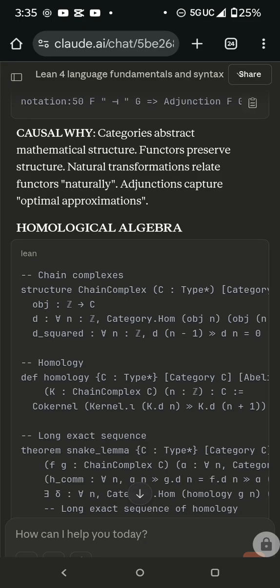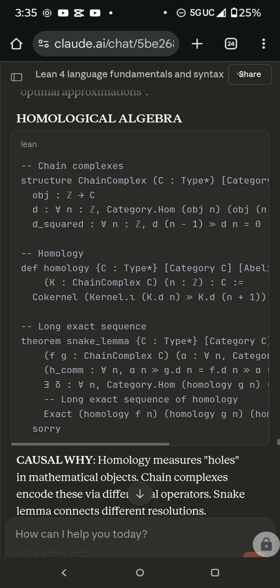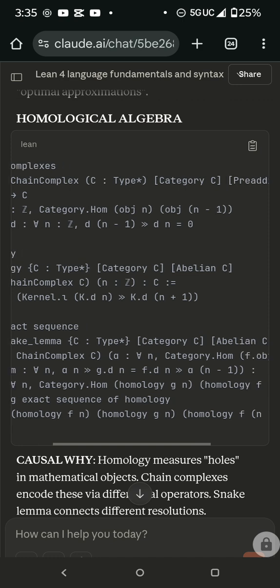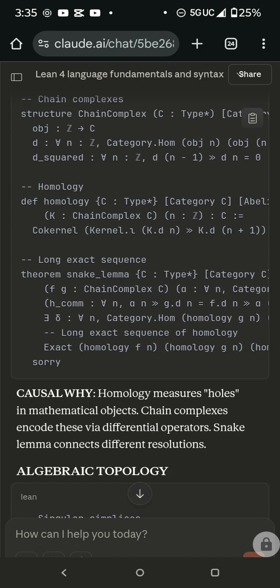Causally, categories abstract mathematical structure. See, functors preserve structure. Natural transformations relate functors naturally, and adjunctions capture, furthermore, finally, optimal approximations. Could be valuable. Homological algebra, chain complexes with the following structure. Set this way, homology, we define homology. Abelian groups, whatever it is.